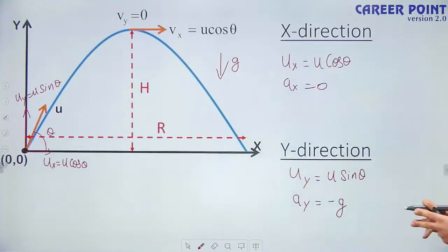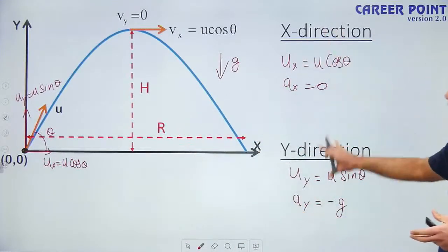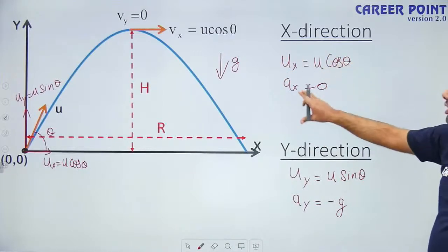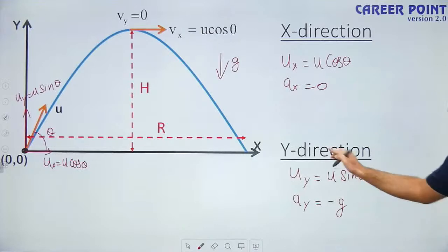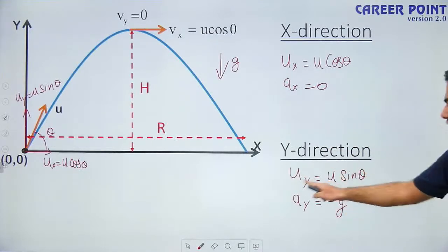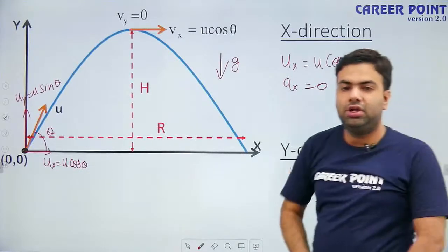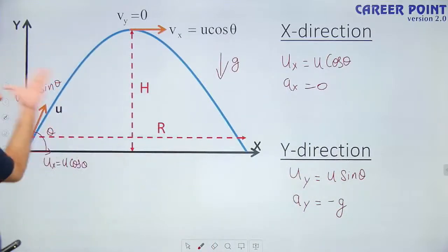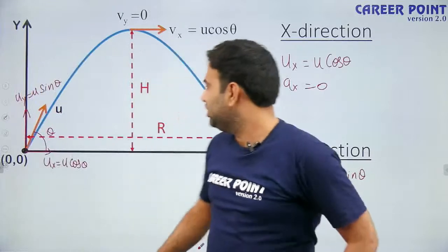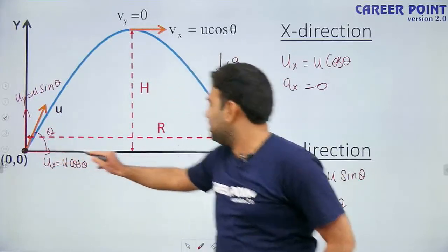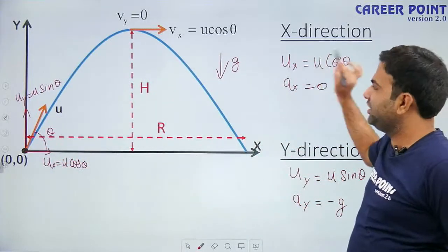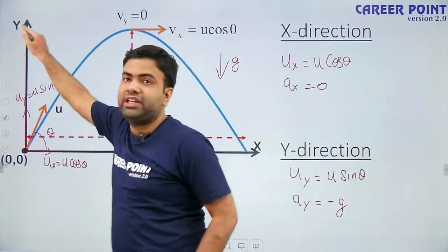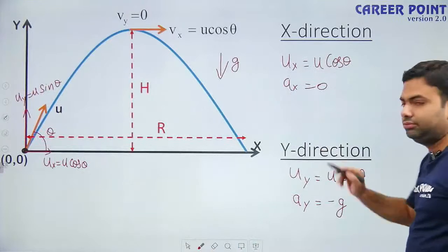So in previous class we have studied this thing. Initial velocity in x direction is u cos theta and acceleration in x direction is 0. Initial velocity in y direction is u sin theta and acceleration in y direction is minus of g. Why minus? Because we have to put according to the sign convention. Initial velocity is along positive x direction, that is why positive sign is here, and initial velocity in y direction is also along positive y direction, so positive sign is here.